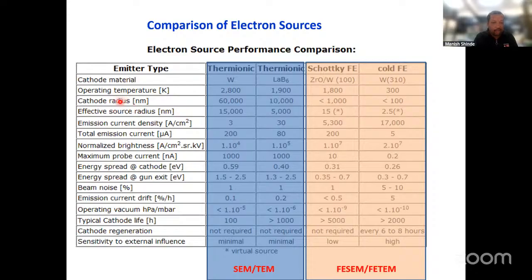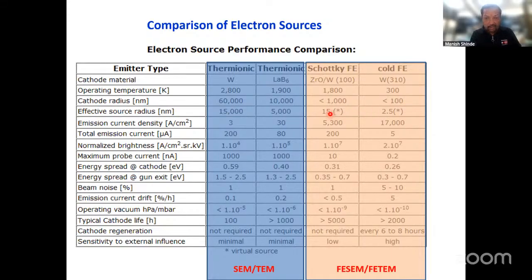For example, the cathode radius, the beam radius: cathode radius is around 10,000 to 60,000 nanometer in thermionic emission. In field emission, it is 100 to 1,000 nanometer. So there is a tremendous change in the cathode radius. Because of that, the effective source radius, the beam radius, also reduces. Here it is around 5,000 to 15,000 nanometer, meaning a 5 micron to 15 micron source radius, which means there is a very big beam falling on the sample. That again reduces the resolution.